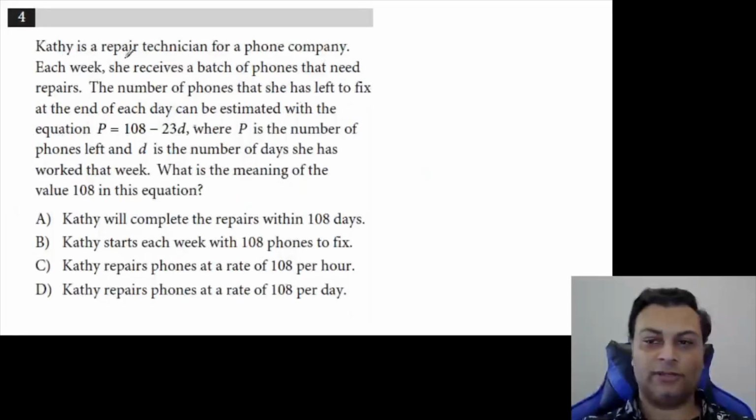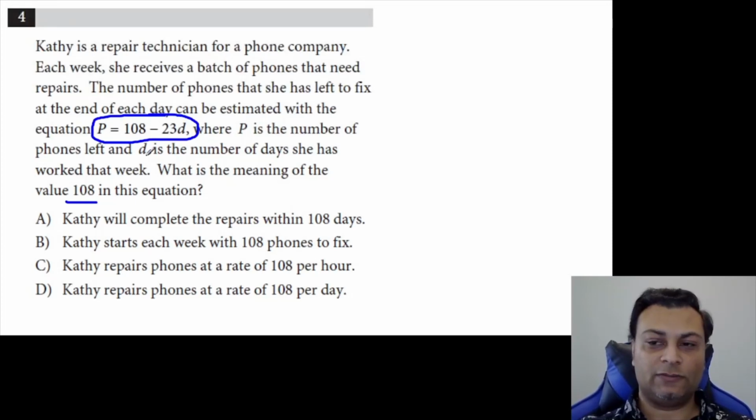Kathy is a repair technician for a phone company. Each week she receives a batch of phones that need repairs. The number of phones that she has left to fix at the end of each day can be estimated with this equation. P equals 108 minus 23D. P is the number of phones left, and D is the number of days she has worked that week. What's the meaning of the value 108 in this equation?